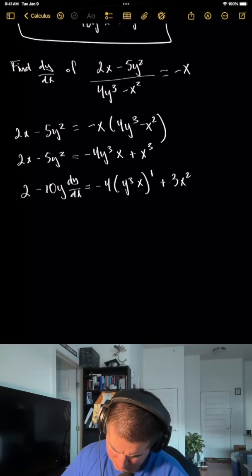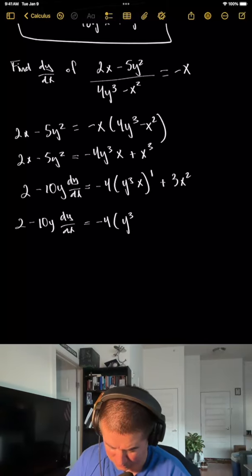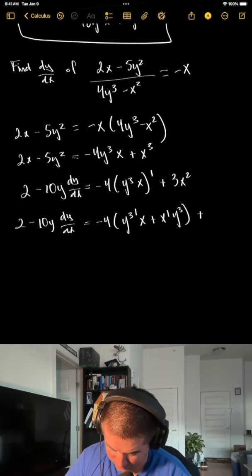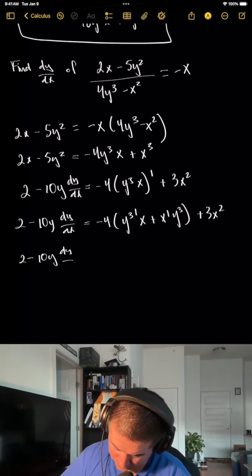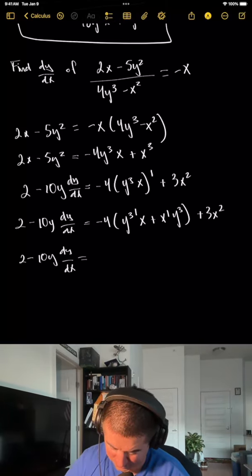All right, so we don't do much here. We're going to rewrite the left side as 2 minus 10y dy/dx is equal to negative 4. Here we're going to use the product rule: y cubed prime x plus x prime y cubed, plus 3x squared. Nothing to do on the left side again. We're just going to hold off on that one. If you want, I think you can start moving around the terms, but I'm not going to do that until I finish completely with differentiation.